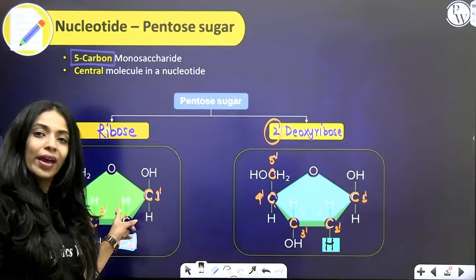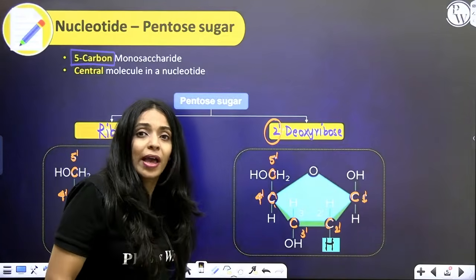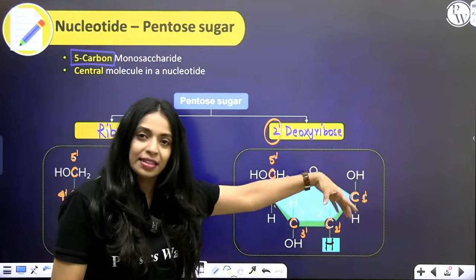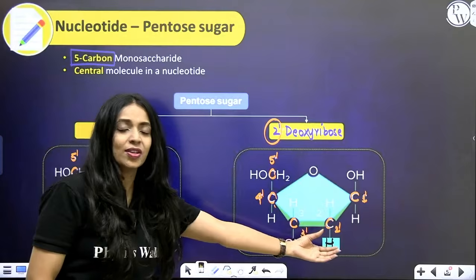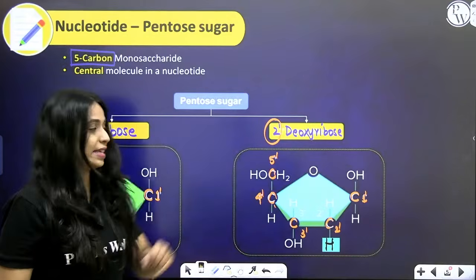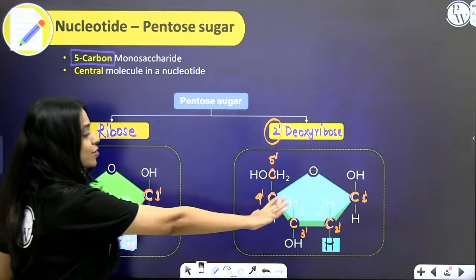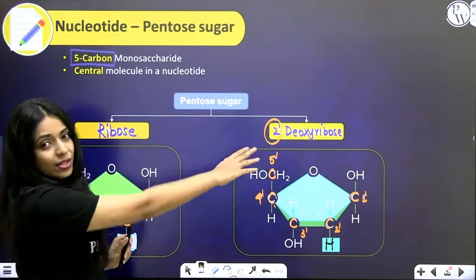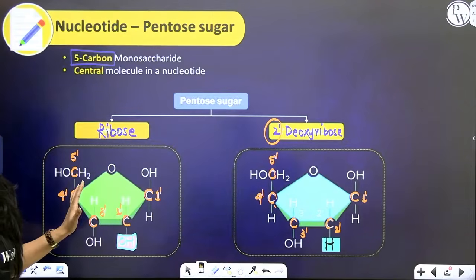Here you have OH, here you have only H. Here O is removed, which is why we call it deoxy. Deoxy, oxygen is removed. Here you have OH, here you have H. So this is called deoxyribose. Except for that one difference, everything else remains the same, both in ribose as well as deoxyribose. There's no other difference, absolutely.